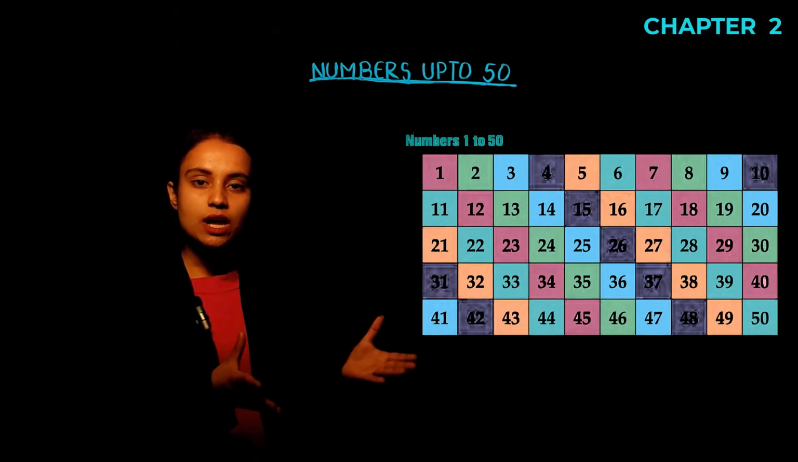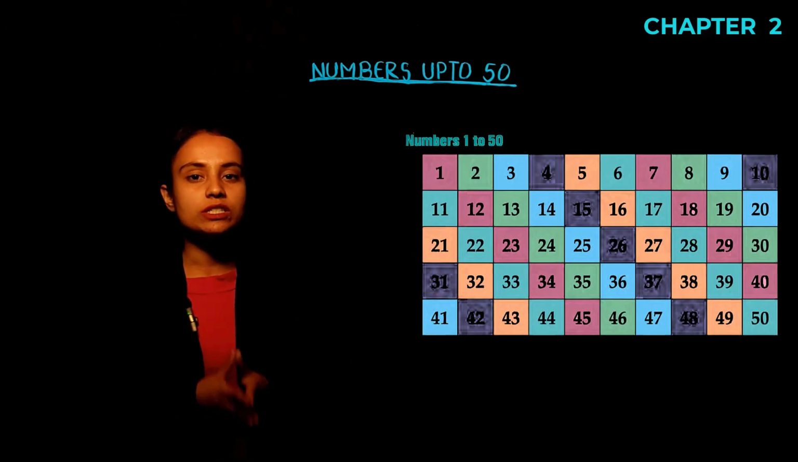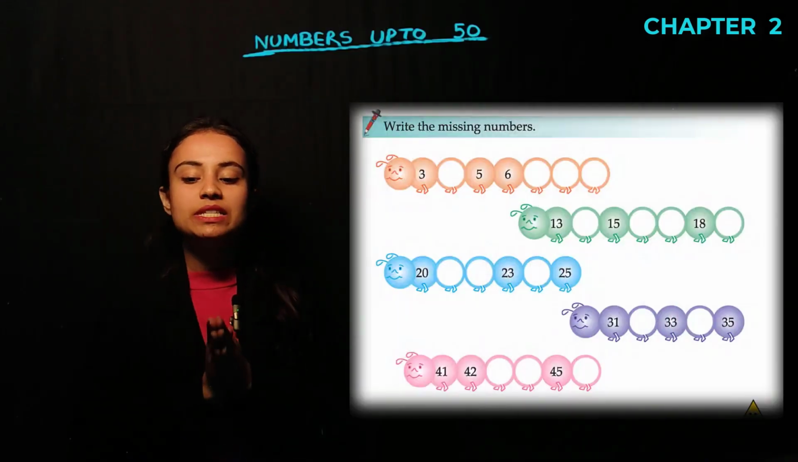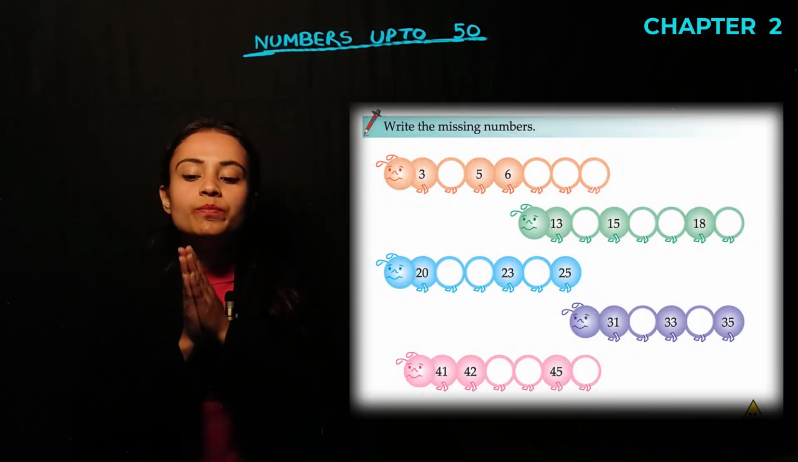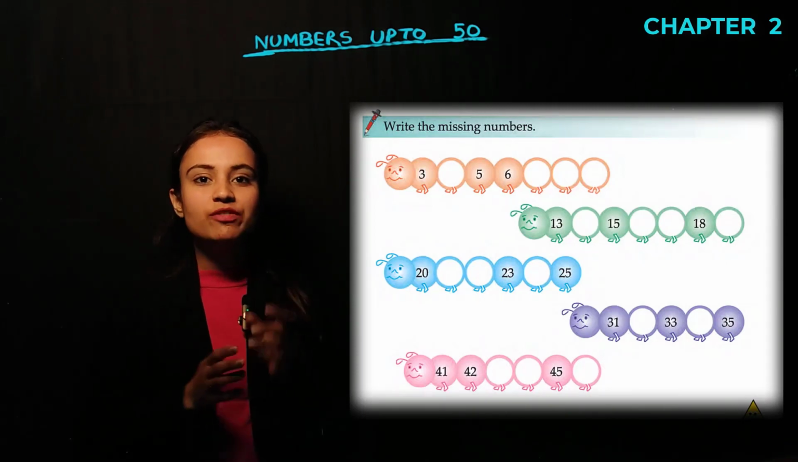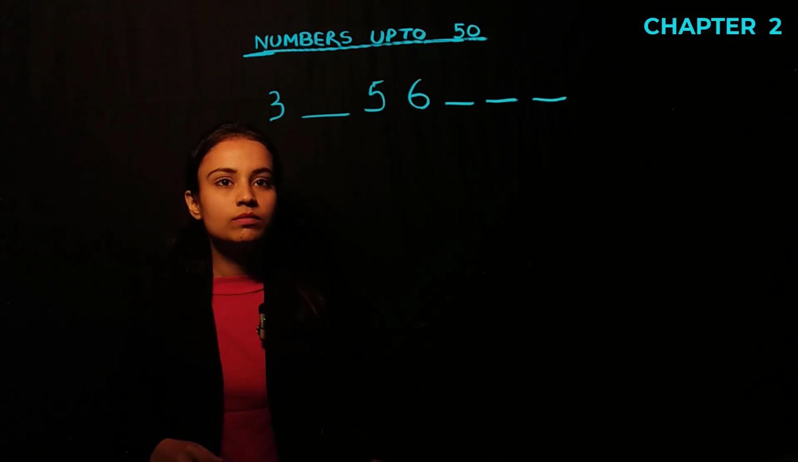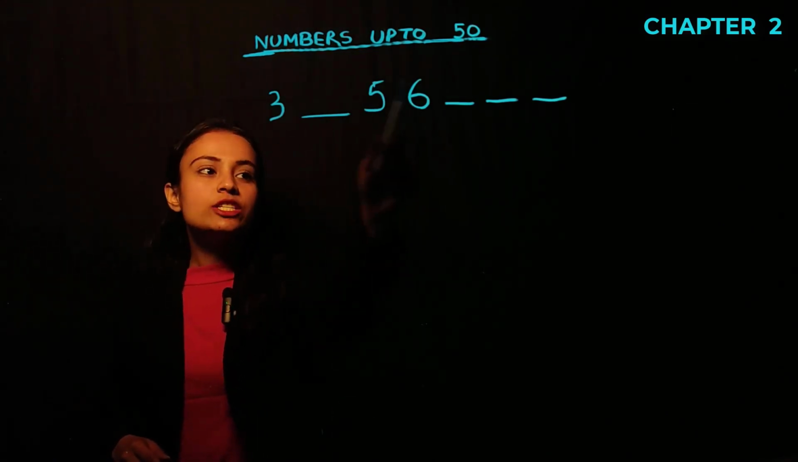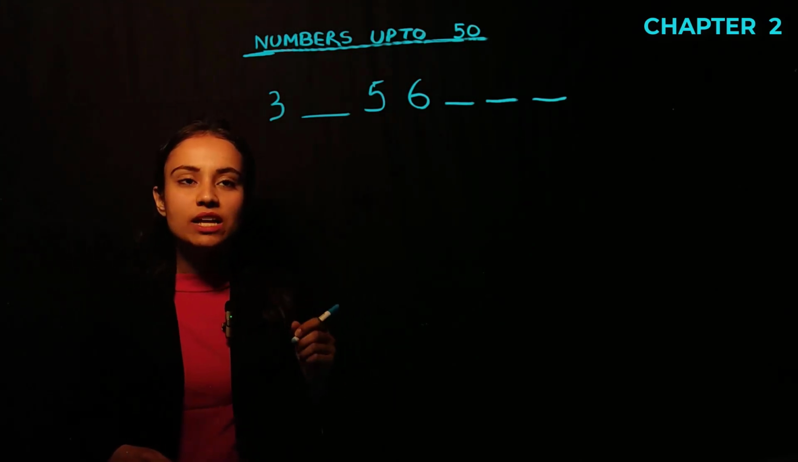Read these numbers from 1 to 50 by yourself once again and practice as much as you can. Our next topic is write the missing numbers. Here, some of the numbers are written and we have to write the missing ones. In the first one, 3, 5 and 6 are written. The rest of the numbers we have to write by ourselves.